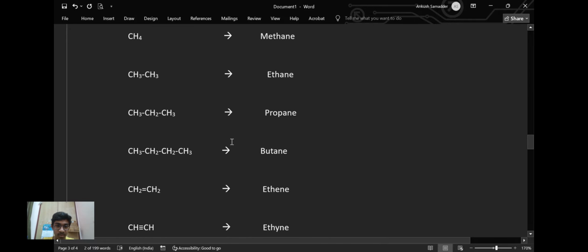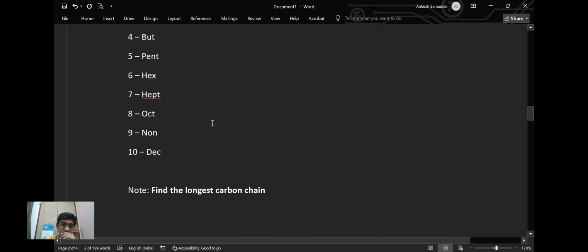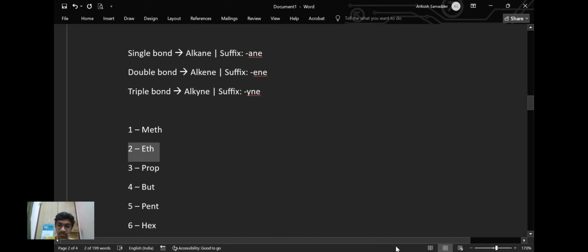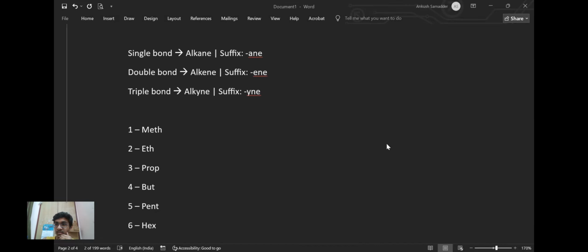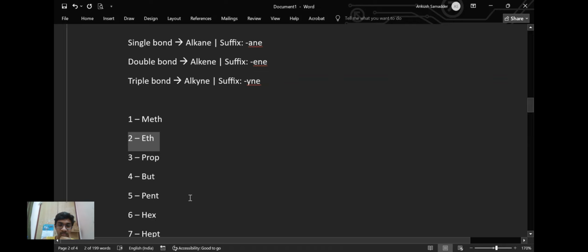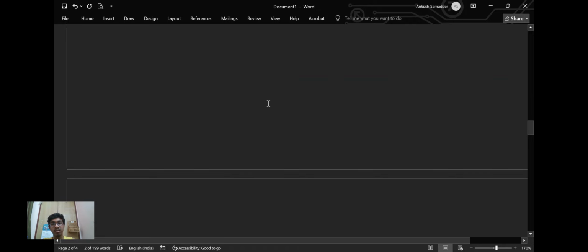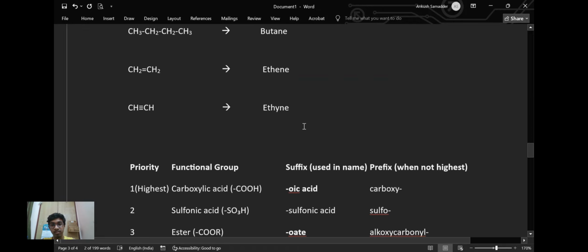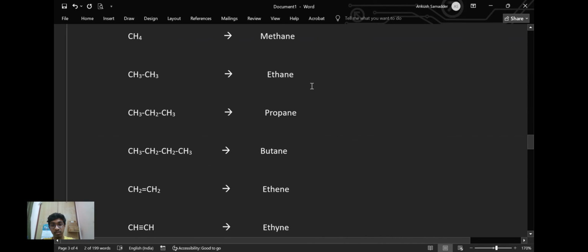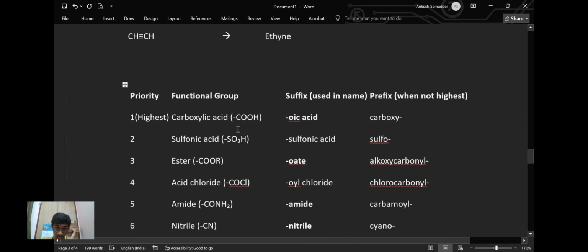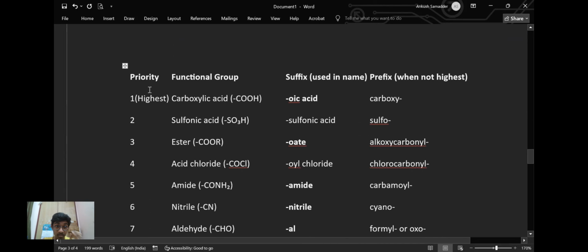So this is some of the basics of the things, and these are some of the basic things that you will have to learn before going to the next topic. That is the introduction to the functional group. These things are also really important.